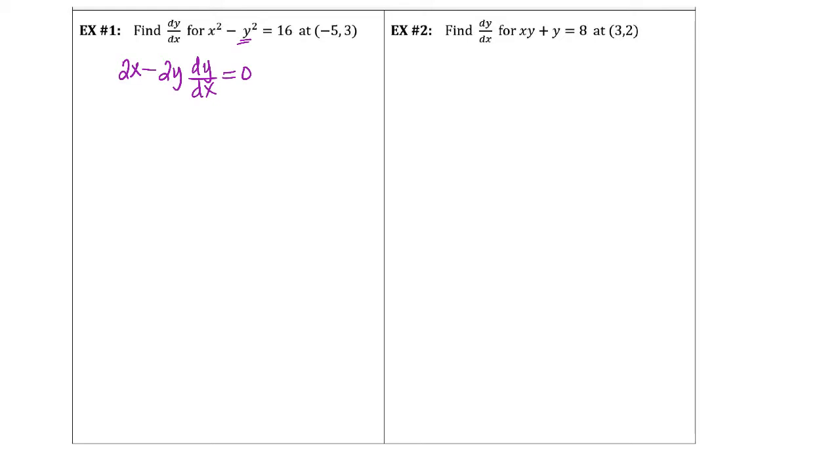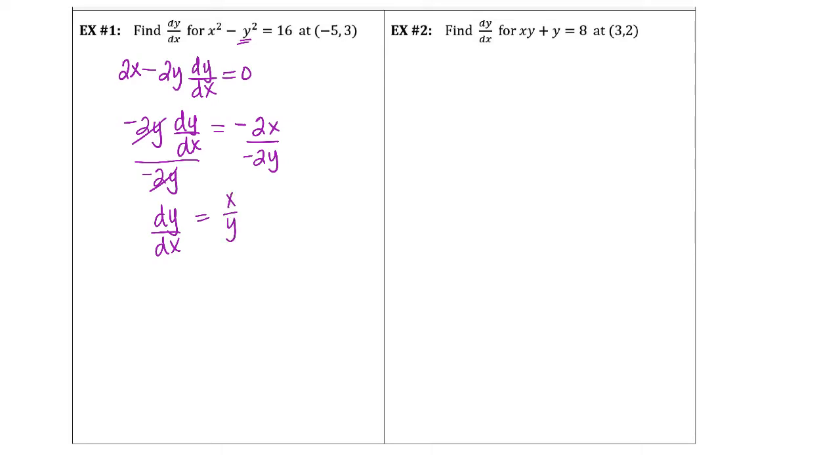And now let's solve our equation for dy dx. So I'm going to subtract 2x over. So I'm going to have negative 2y dy dx equals negative 2x. And then again, we're going to continue to solve for dy dx. So we're going to divide both sides by 2y. So dy dx equals a positive x over y.